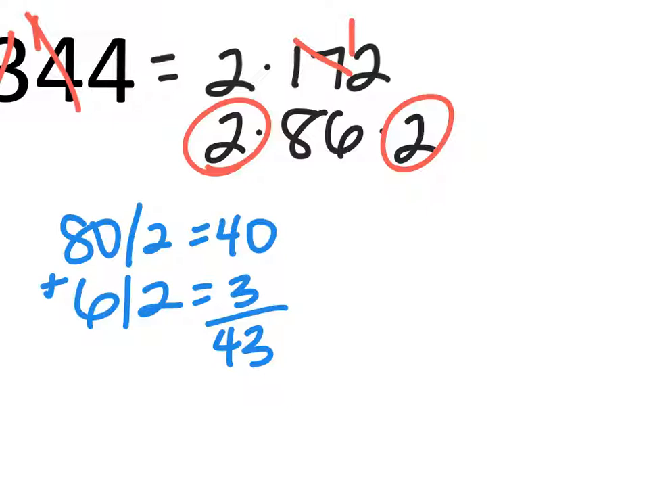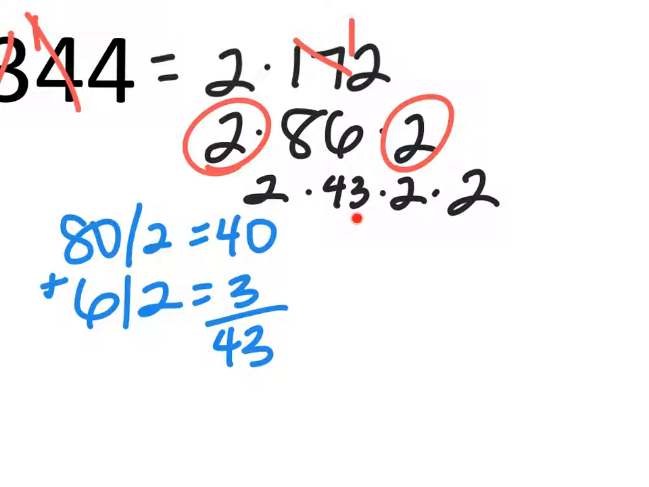So now, what I have up here, I have my original 2. My 86 turned into 43 times 2. And then I have this 2 right here. Okay? Now we've got to think about, can I break that 43 down into anything? And it turns out that I can't. 43 is a prime number.